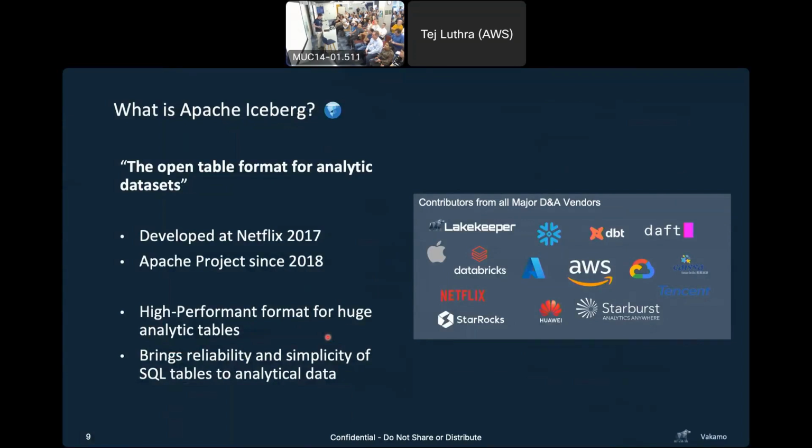Yeah, so it was originally developed at Netflix to solve exactly this problem of transaction safety on data lakes. And it was donated to the Apache Foundation in 2018, and it has been an Apache project ever since. Iceberg is a high-performant table format for huge analytical tables, and it uses Parquet under the hood. So it's a metadata layer on top of Parquet. Well, basically I copied this from the website, so it brings the reliability and simplicity of SQL tables to analytical data and to big data.